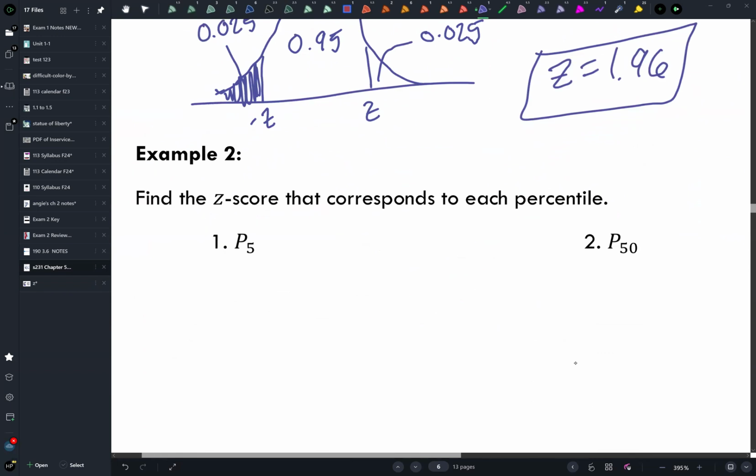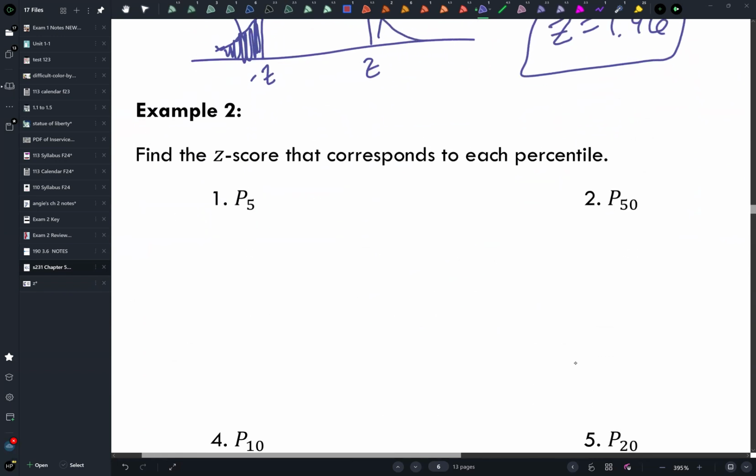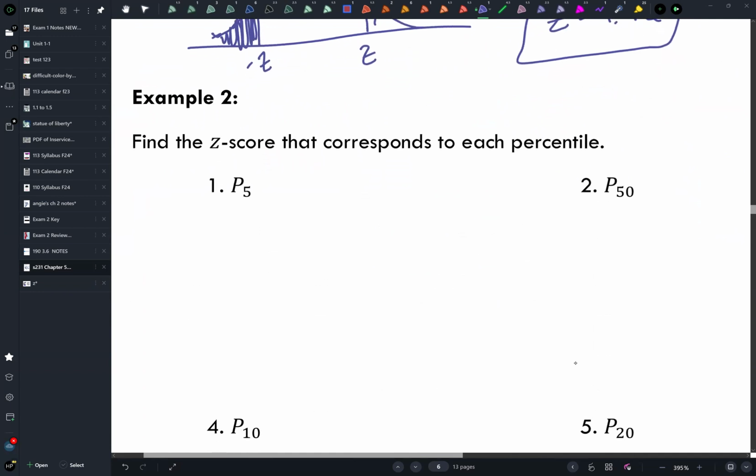I'm going to do 2 of these with you, because once you do one, you know how to do it. I want you to do all of them. After the video ends, you're going to do the rest yourself. So we're finding the z-score that corresponds to a percentile. Percentile is just another word for percentage. So the percentile here means I'm going to have an area of 0.05, 5%.